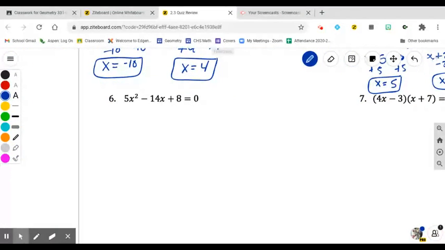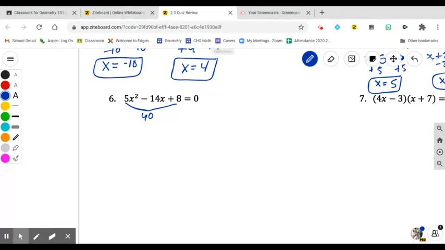Number 6. I first noticed that everything is already on the same side, which is great. That's what we want. So I don't have to do any rearranging. So next I'm going to multiply the first and the last. 5 times 8 is 40.